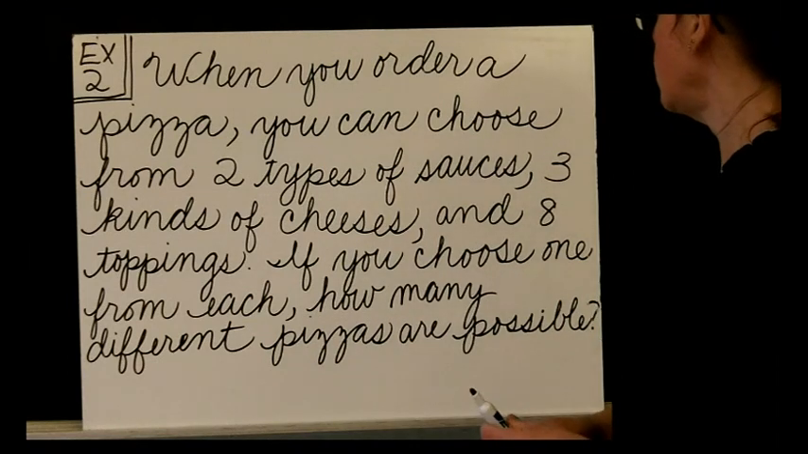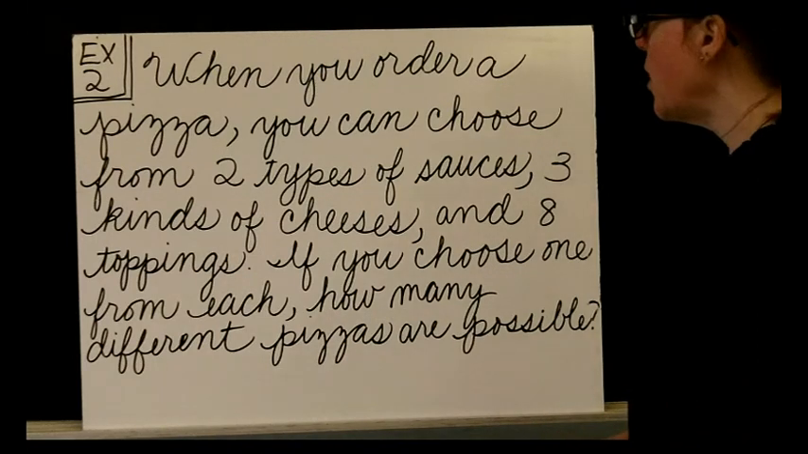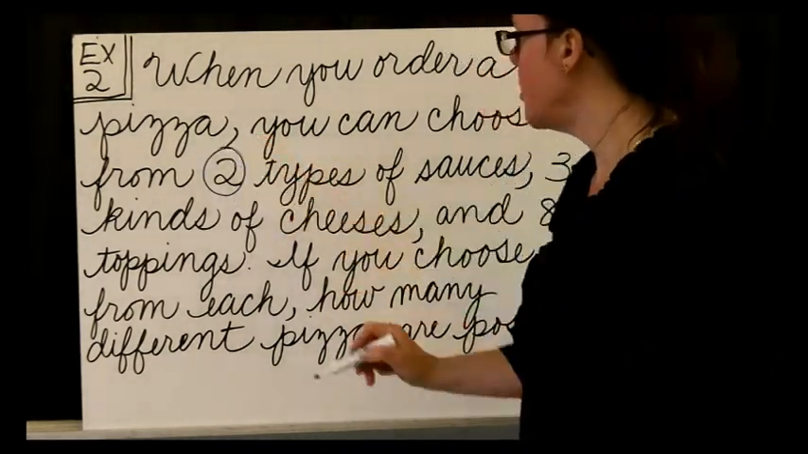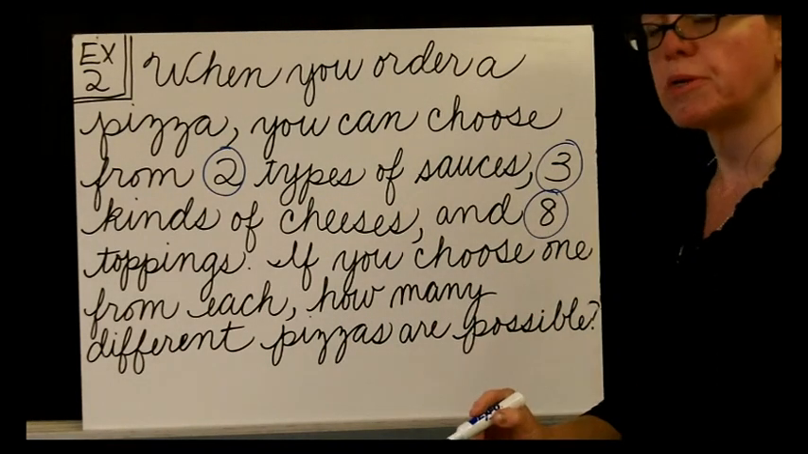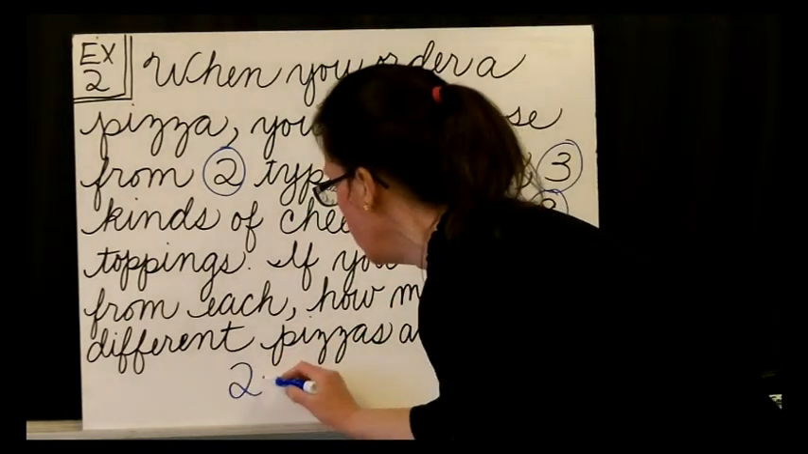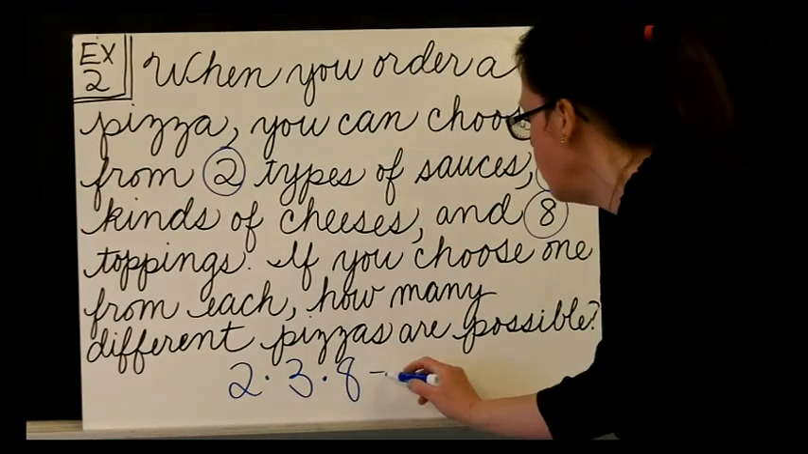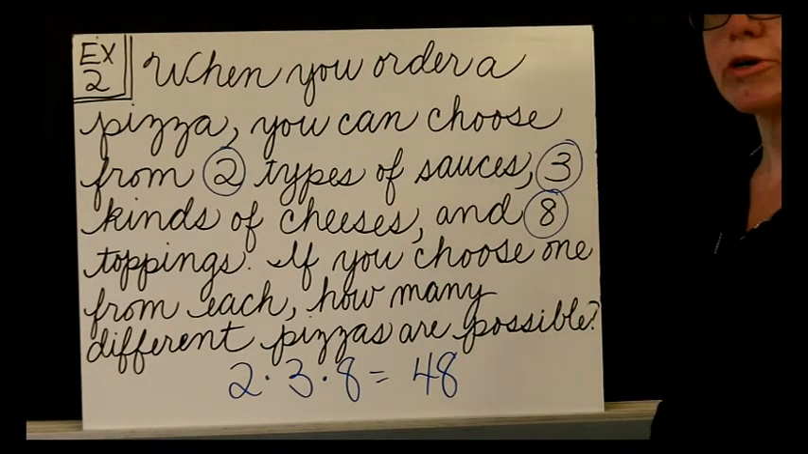When you order a pizza, you can choose from 2 types of sauces, 3 kinds of cheeses, and 8 toppings. If you choose 1 from each, how many different pizzas are possible? Well, the multiplication principle talks about events. We are choosing sauces. There are 2 types of sauces, 3 types of cheese, and 8 additional toppings beyond that. So here's what we do. We multiply 2 times 3 times 8, and that gives us 48 different possible pizzas that we can order.